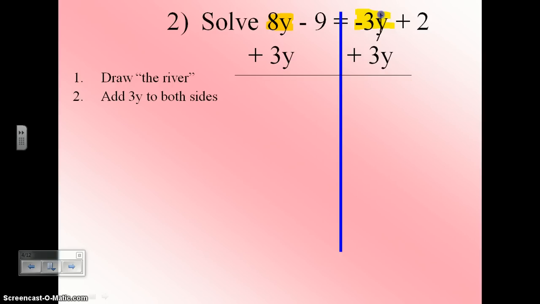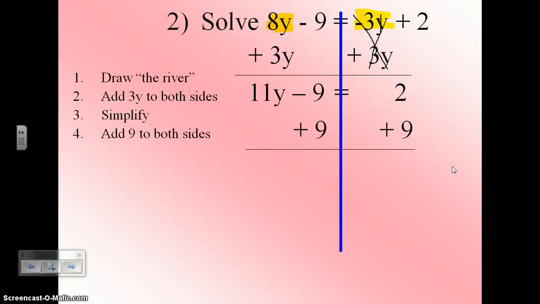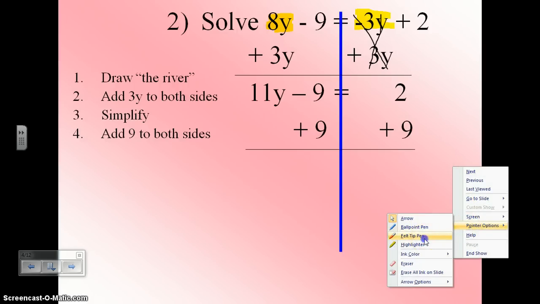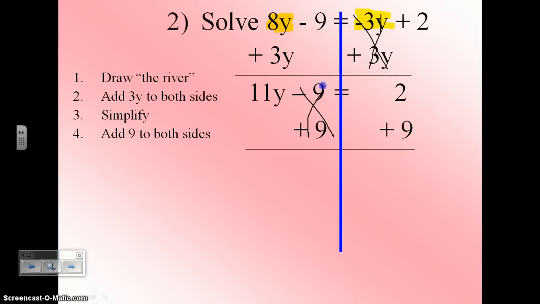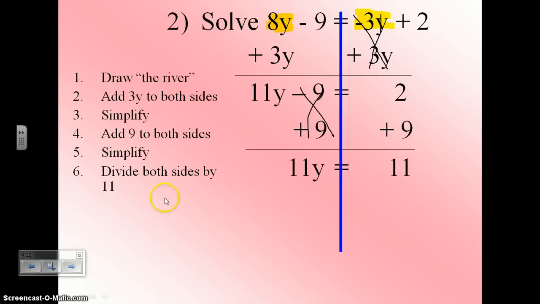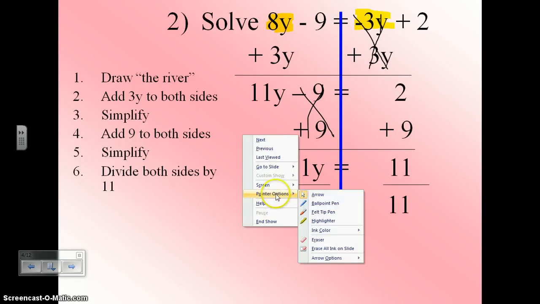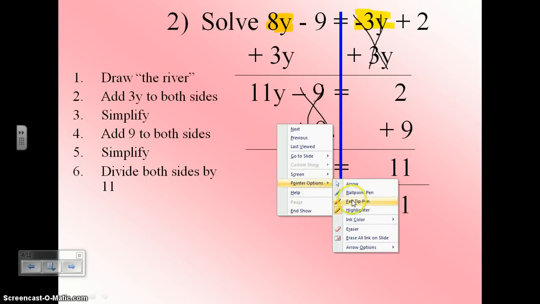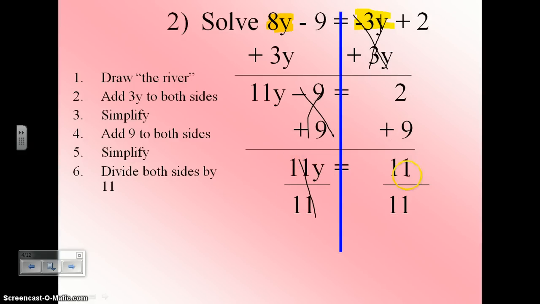And when we do that, these cancel out. And we are left with 11y minus 9 equals 2. Now, we're trying to move everything away from the y. So, the first thing we're going to do is add 9 to both sides. That's going to cancel this out. And that will bring down 11y equals 11. And then we're going to divide by 11 on both sides. That's going to cancel the 11s out on this side. And so we're left with y equals 1.